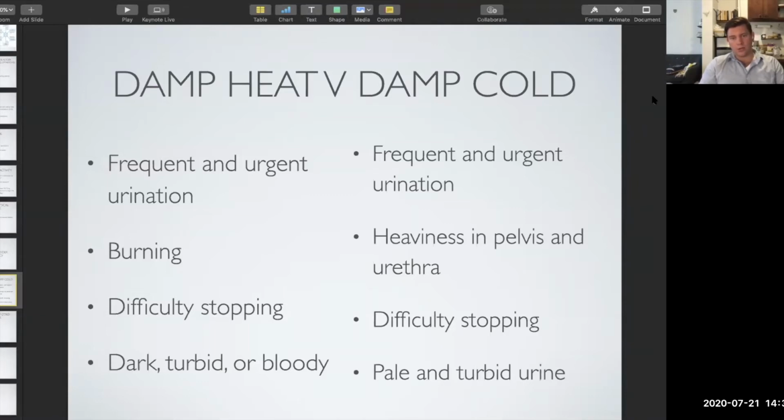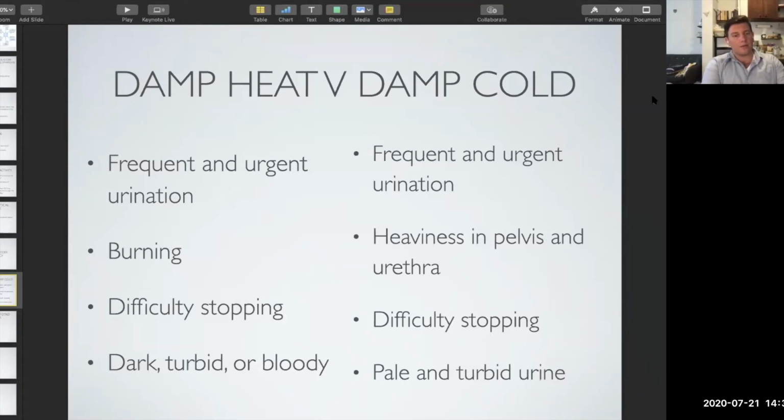And if it's cold, it's going to come more with heaviness and a feeling of distension and perhaps pain in the entire pelvic region or in areas of the pelvic region. That's because cold tends to contract things, right? And then that contraction leads to stagnation, which can cause pain, and the burning is because heat is hot.